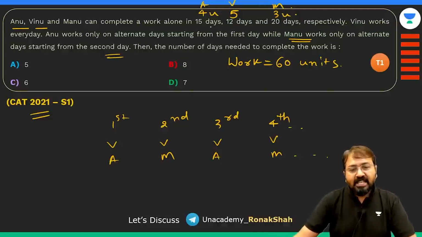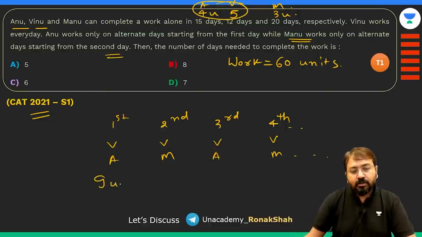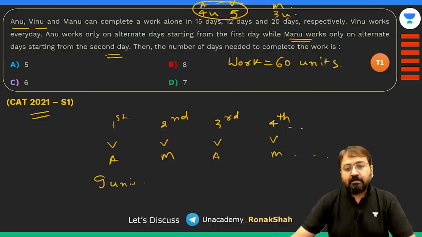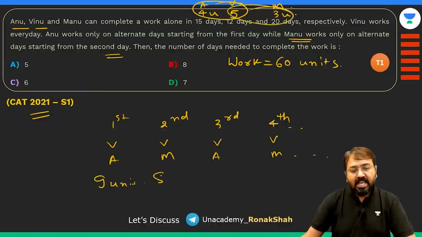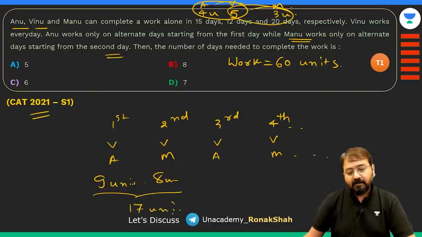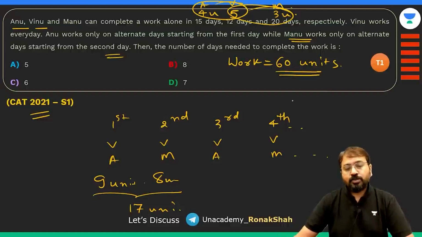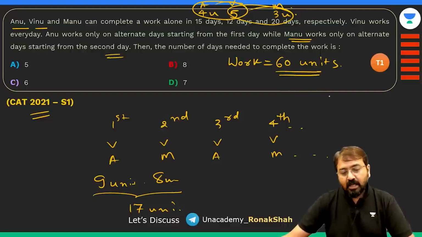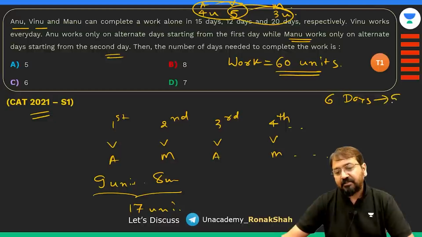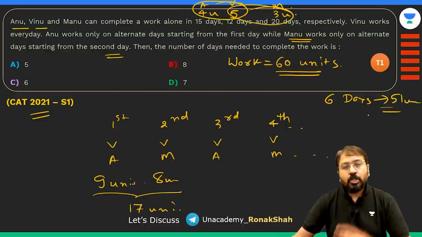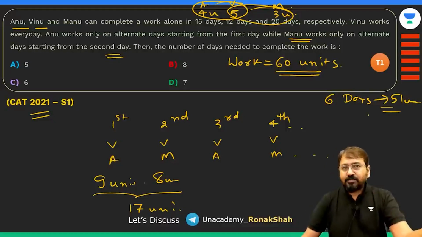Okay, so we can easily make out that when Anu and Vinu work, they'll be doing 9 unit work per day. Similarly, when Manu and Vinu work, they'll be doing 8 unit work per day. So in 2 days, 17 unit work will be done, and we need to do 60 units of work. So can I say in 6 days, 17 threes are 51 unit work will be done. 2 days, 17 units. So 6 days, 51 units.